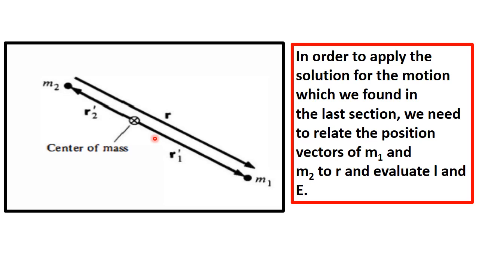So in order to apply the solution for the motion which we found in the last video, we need to relate the position vectors of M1 and M2 to R so that we can evaluate the angular momentum and E.